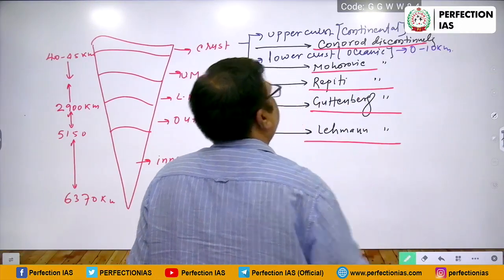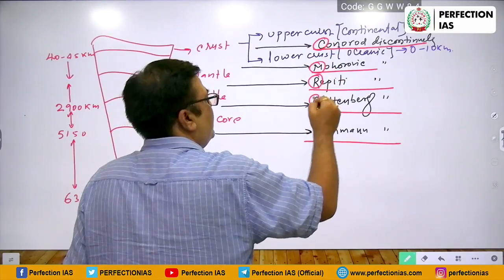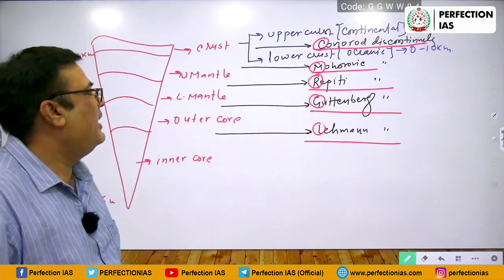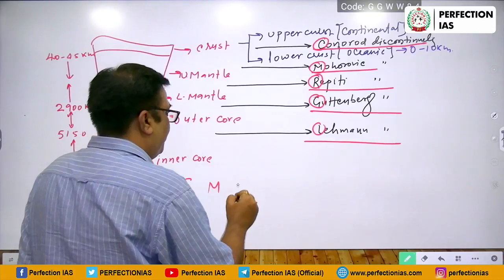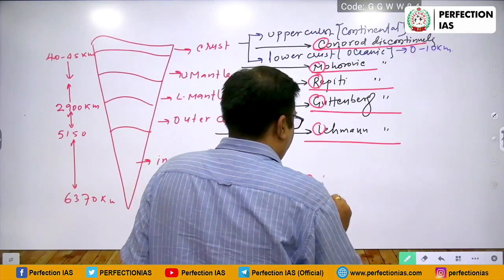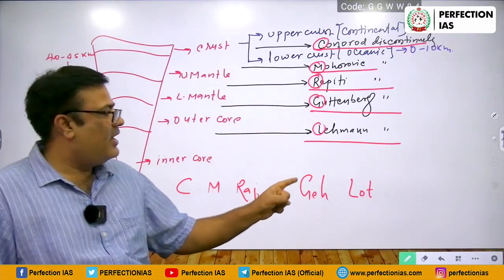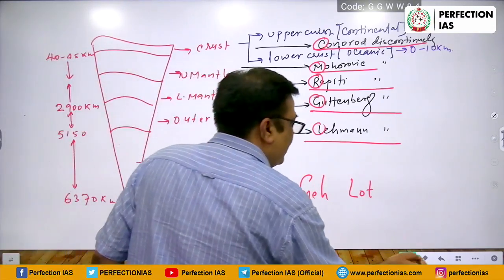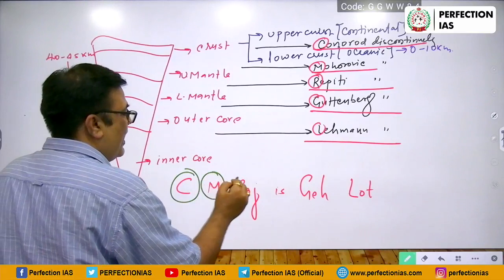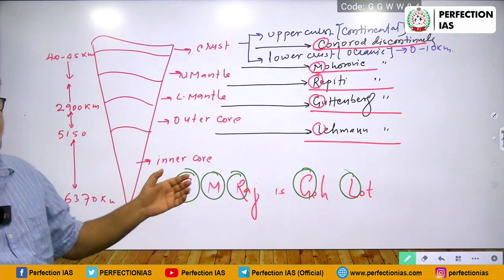And how will you memorize it? Here it is CMRGL. That you can say: CM Rajasthan is Gehlot. So here we can memorize that C is for Conrad, M for Mohorovicic, R for Repetti, G for Gutenberg, L for Lehmann. And your job is done.